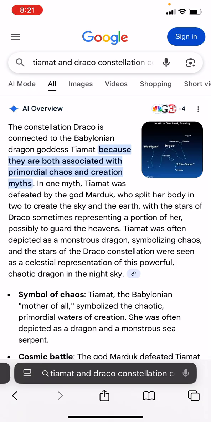The constellation Draco is connected to the Babylonian dragon goddess Tiamat. Now we're getting somewhere. Because they are both associated with primordial chaos and creation myths. In one myth, Tiamat was defeated by the god Marduk. Bullshit. I can smell bullshit from a mile away. And then it says, who split her body into two to create the sky and the earth.